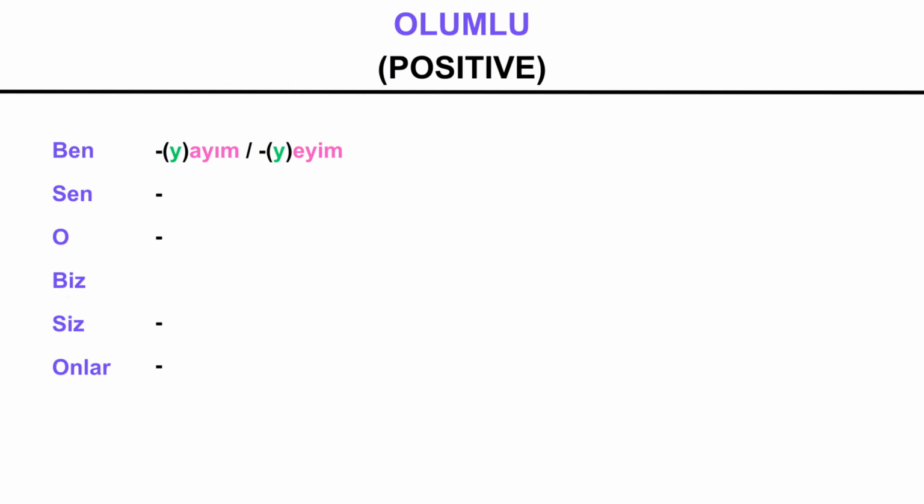So let's start with ben. We take the verb, we add either ayım or eyim as suffixes, depending on the last vowel. And as usual, we sometimes add ye if the verb is already ending with a vowel. So to separate two vowels coming together to prevent that, we add our buffer letter ye as usual.